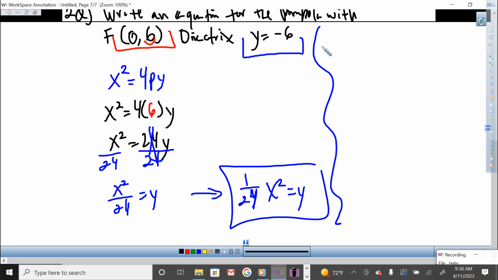Example 2. Same instructions, don't need to write them, but let me give you the focus. Focus -3, 0, and directrix x equals 3.